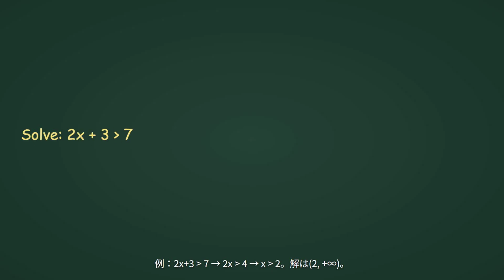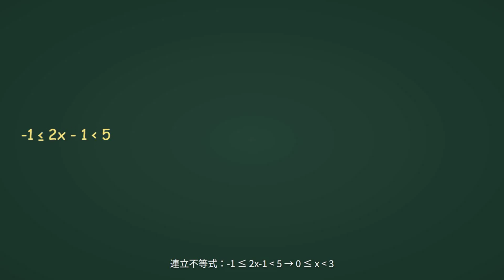Let us solve a complete example. Solve 2x plus 3 is greater than 7. First subtract 3 from both sides to get 2x is greater than 4. Then divide both sides by 2 to get x is greater than 2. The solution set is all real numbers greater than 2, written as the open interval from 2 to infinity.